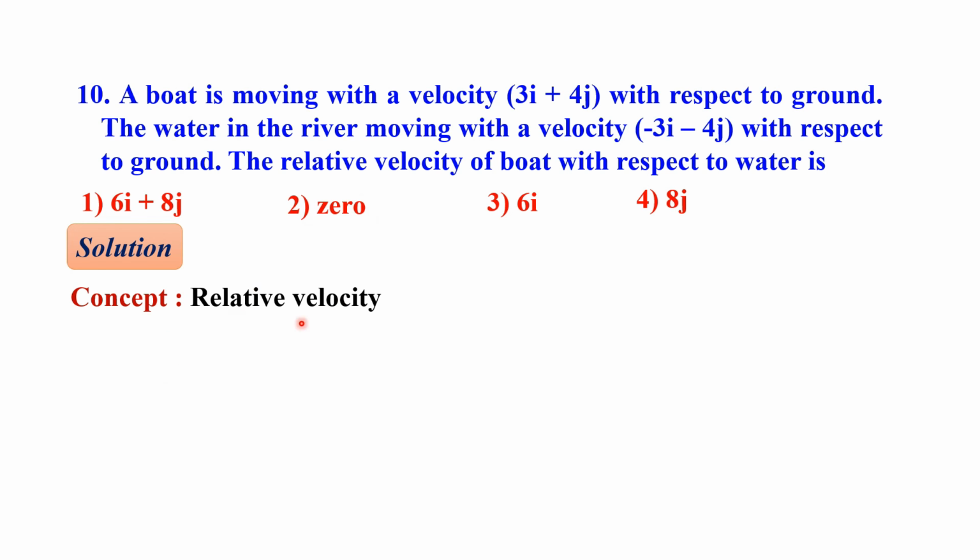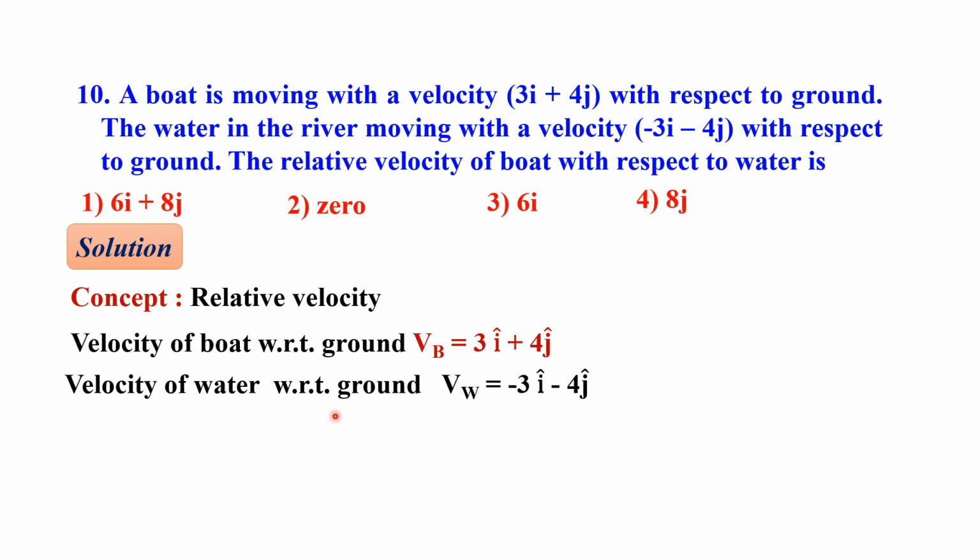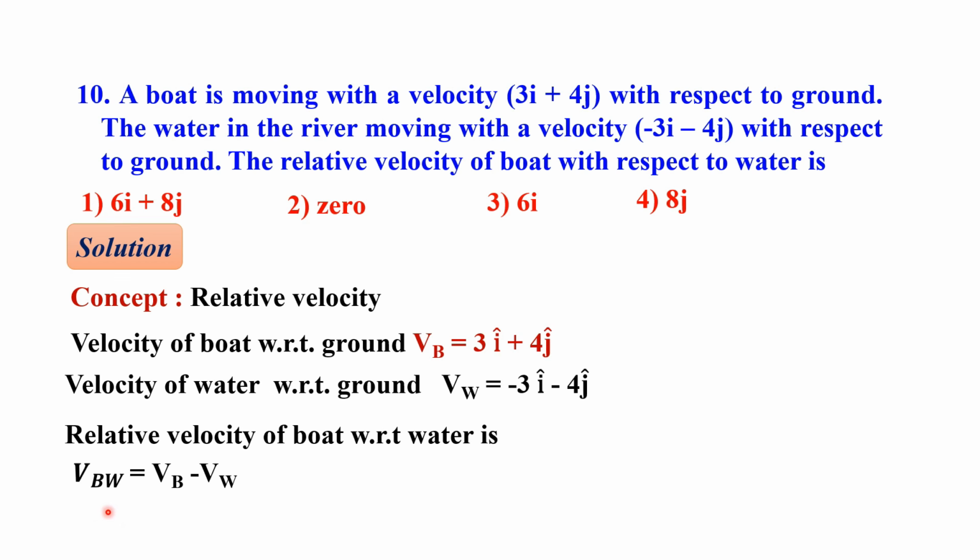This concept is relative velocity. Velocity of the boat with respect to ground is 3i cap plus 4j cap. Velocity of water with respect to ground is minus 3i cap minus 4j cap. We have to calculate the relative velocity of boat with respect to water. VBW equals VB minus VW. VB is the velocity of boat with respect to ground, VW is the velocity of water with respect to ground. This is the relative velocity of boat with respect to water.